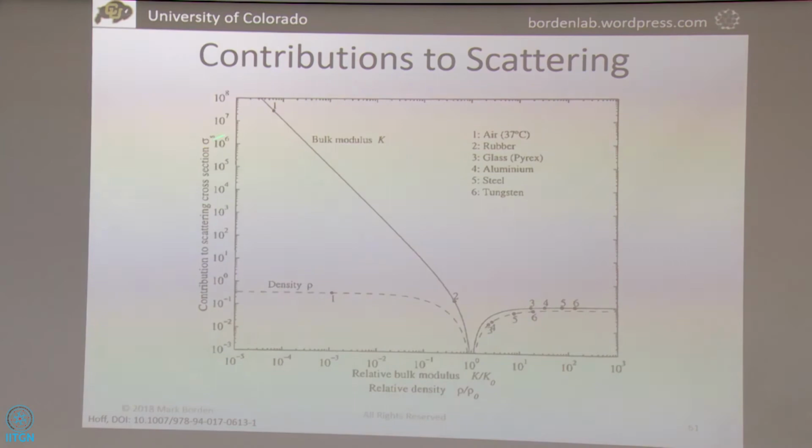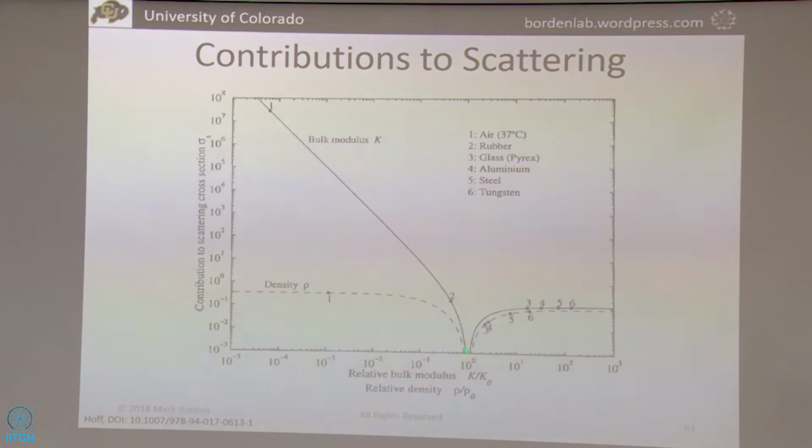So let's just start with steel. Steel is 5, so the contribution of density is right here, the 5. It has a contribution between 10 to the negative 2 and 10 to the negative 1. Then the contribution from the bulk modulus is here, so it's 5, again between 10 to the negative 1 and 10 to the negative 2. So those contribute to the scattering cross-section of a steel particle.